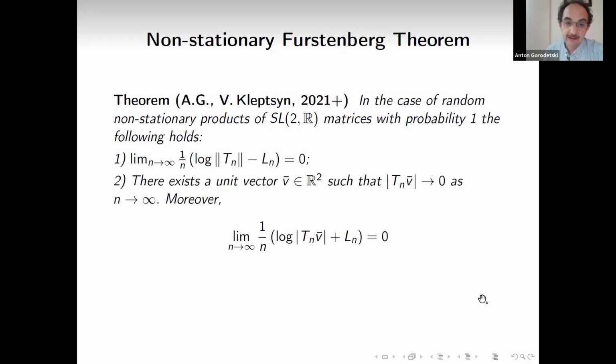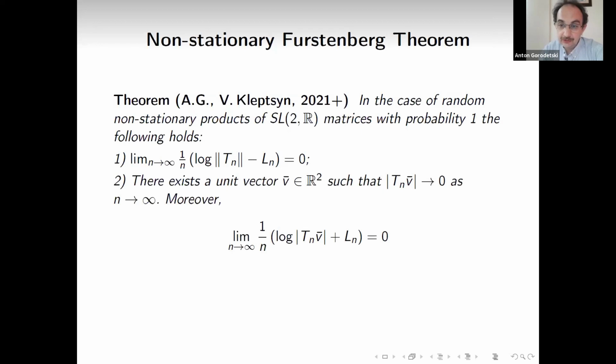Now, there is another statement here. Under the conditions of the Furstenberg theorem, we know, as was shown by Ruelle, that almost surely there is a vector such that it is going to be contracted exponentially under the action of the product of the random matrices.